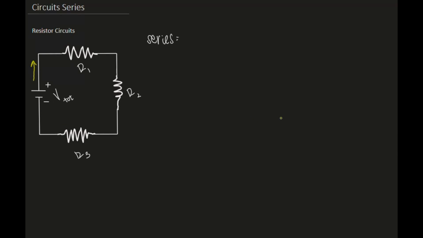And for resistors that are in series, there's two important things to remember. The first important thing is that current is constant. So the current does not change as it goes around the circuit. It stays the same. And the second thing is that voltage adds. That means that the total voltage in gets split throughout the circuit, and all of it is being accounted for.